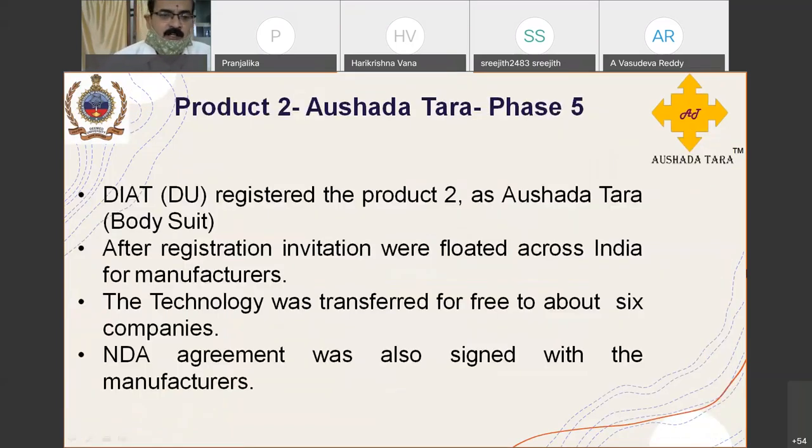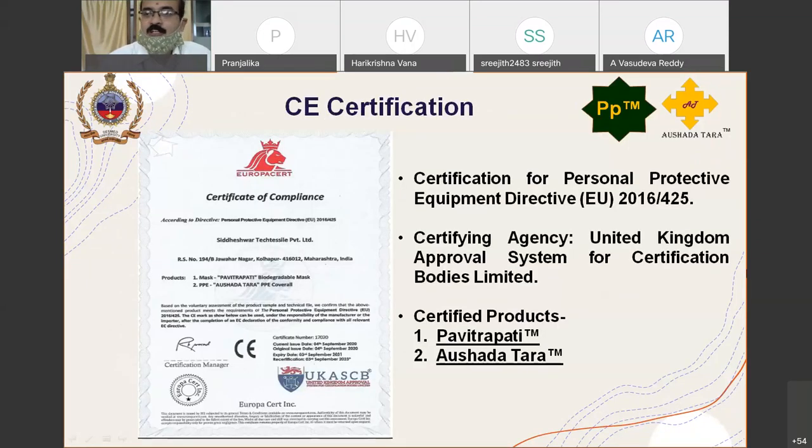And we registered, as I said, we registered this product. This Aushada Tara AT, the arrow marks, I made in the last minute, and you'll have to excuse me if the logo is not impressive. But what we are trying to say is that in all directions, I'm available. So we created it in the lab and got it registered, and now it is a registered product. So these two are the very important registered products of DIAT, Pavitra Pati and Aushada Tara.